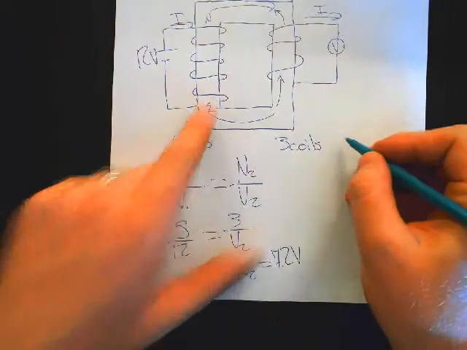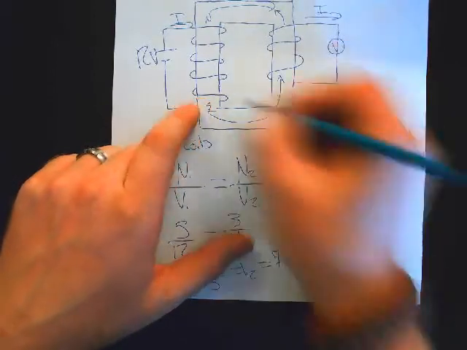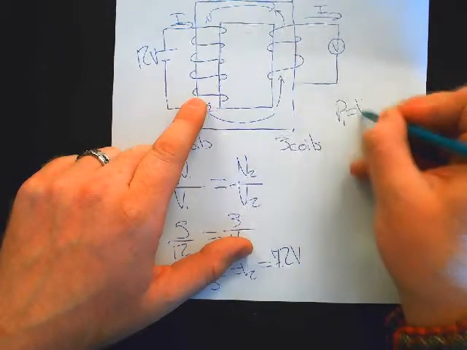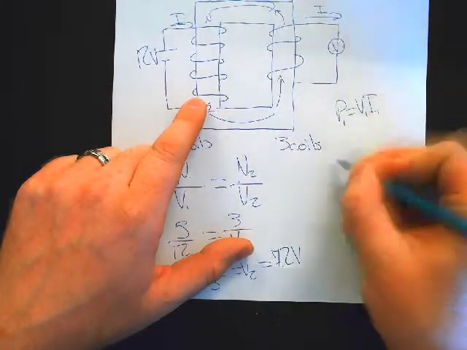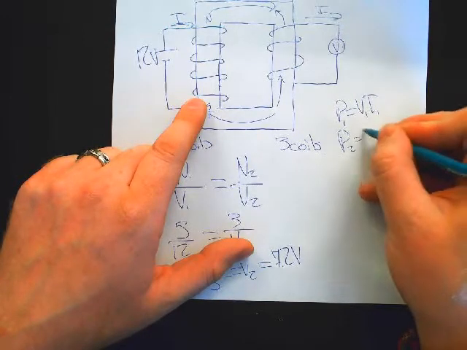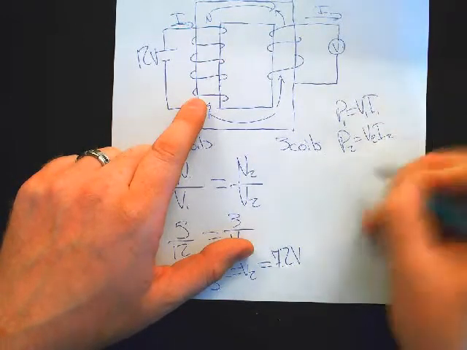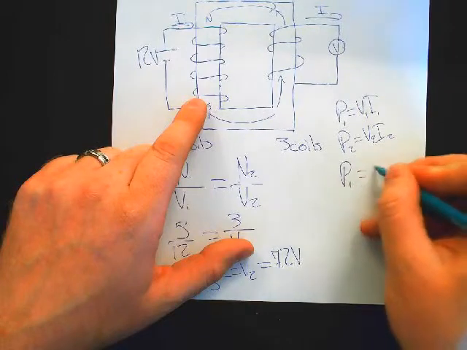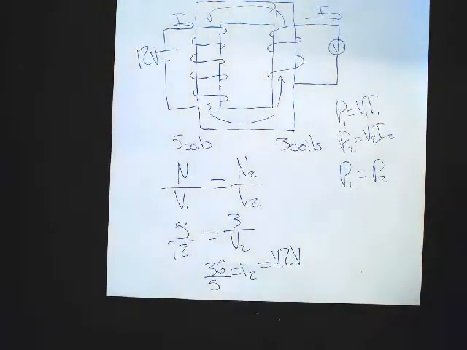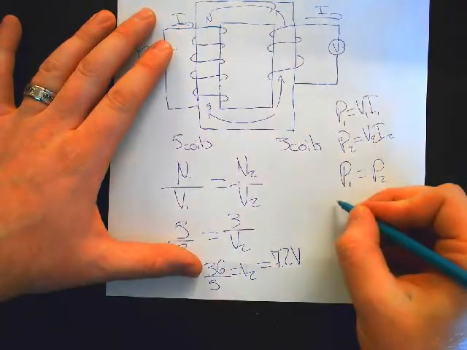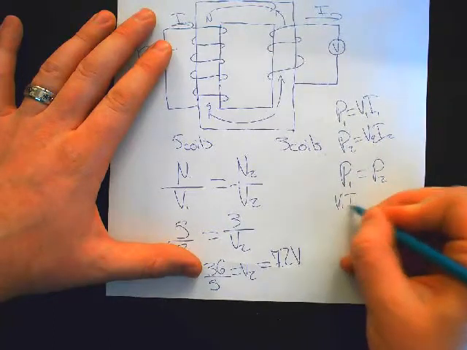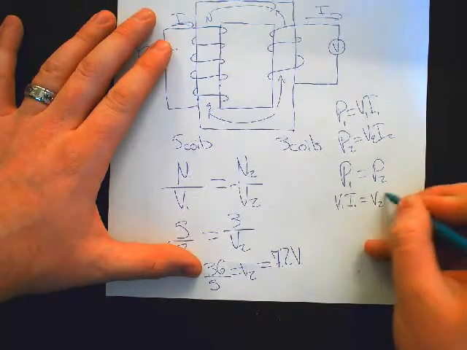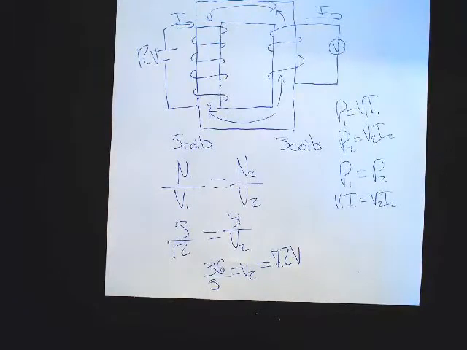Okay, so what I can show then is that power 1 is equal to voltage 1 times current 1, and power 2 is equal to voltage 2 times current 2. And since we just said power 1 must equal power 2, otherwise we violate conservation of energy, we show that V1 I1 must equal V2 I2. Everybody good with that statement?